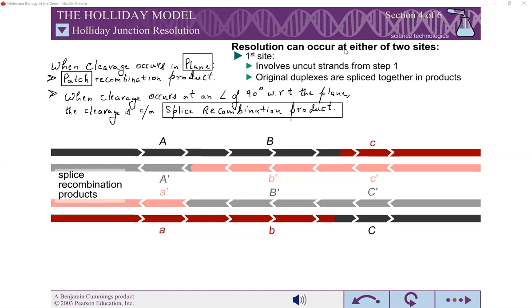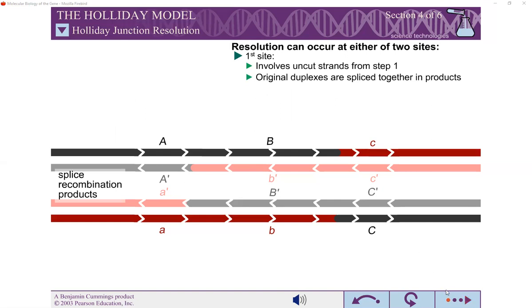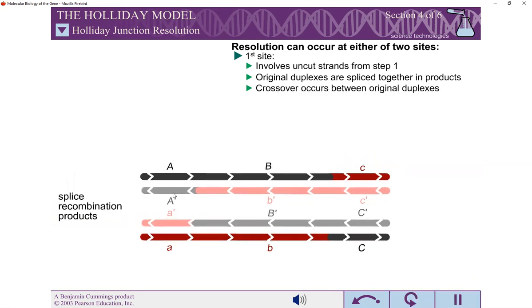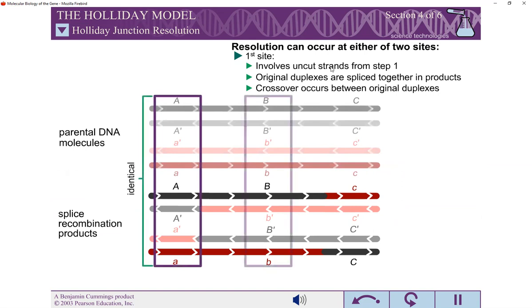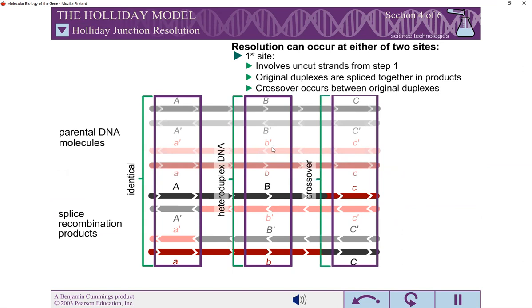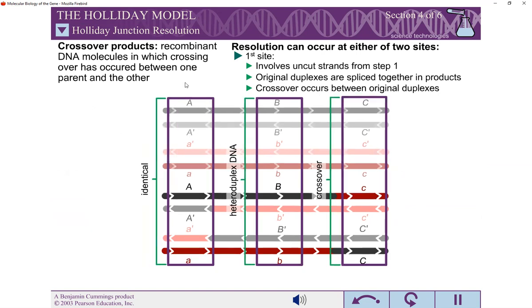Moving forward, the resulting duplexes now carry one pair of alleles from one parent, a region of heteroduplex DNA, and the pair of alleles from the other parent. Since the C alleles have switched from one duplex to the other, these products are also called crossover products.